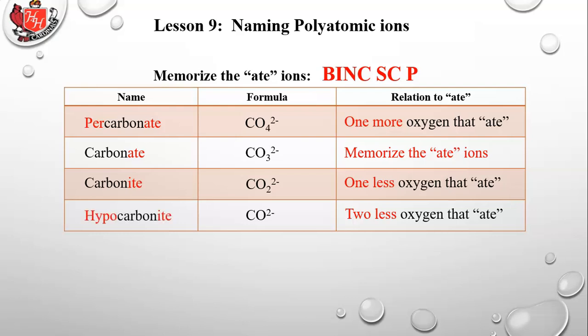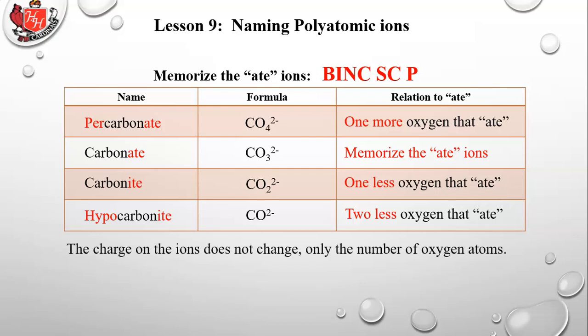So you memorize the base ion, in this case carbonate. 1 more oxygen is percarbonate, 1 less is carbonite, and 2 less is hypo. Hypo means below carbonite. The charge on the ions does not change, only the number of oxygen atoms.